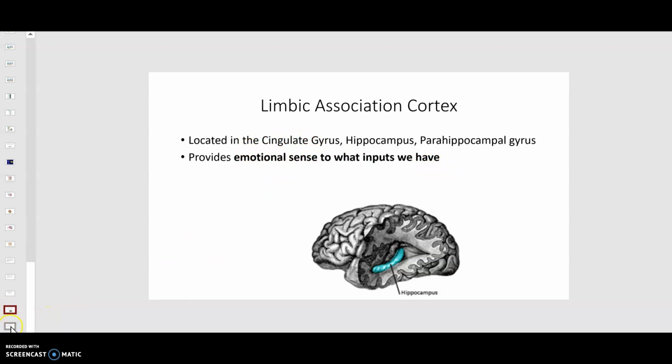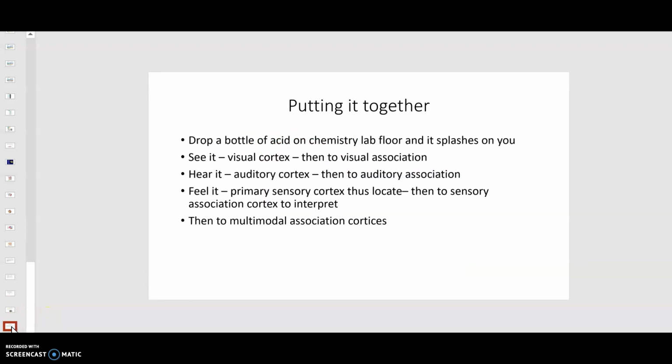So when we talk about this multimodal situation, here would be an example. You drop a bottle of acid on a chemistry lab floor and it splashes on you. You see it, that's the visual cortex. You hear it, that's the auditory. You feel it, that would be the sensory cortex. But you need to put it all together to get a meaning out of it.